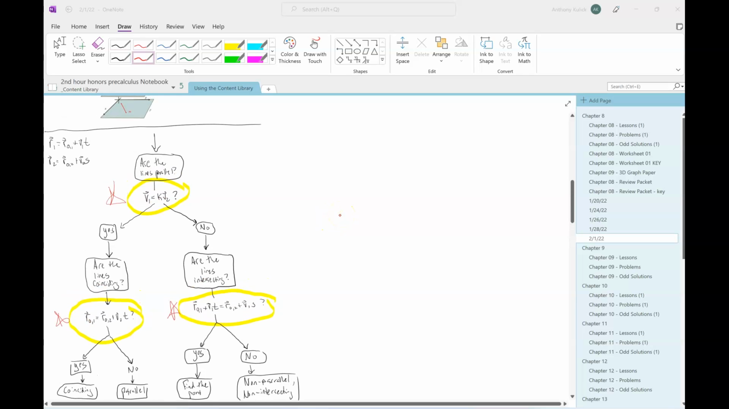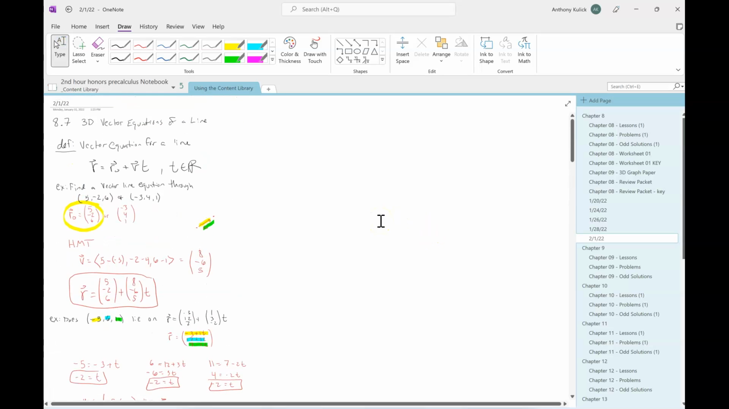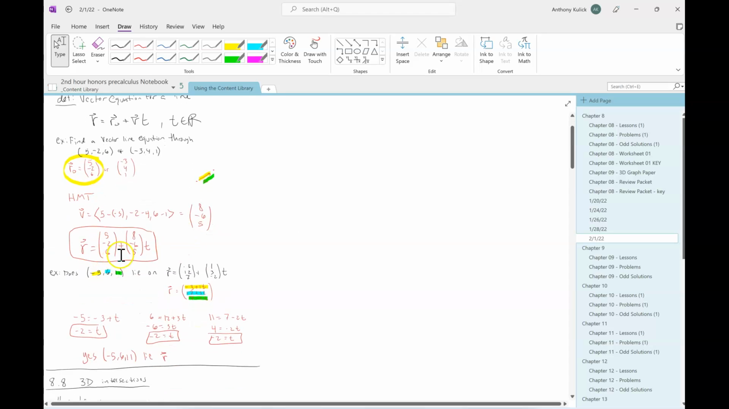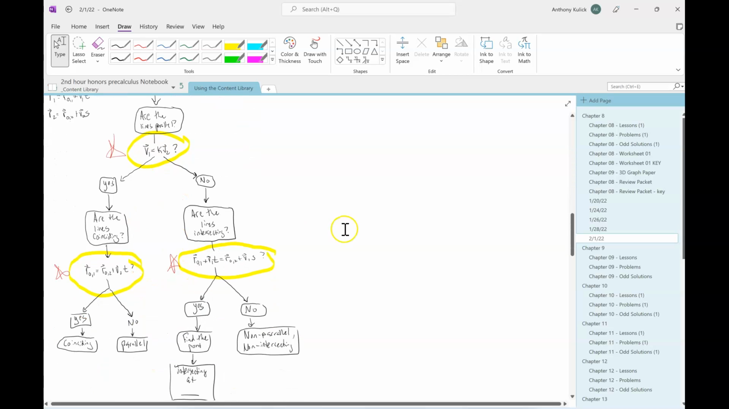So was the 8-7 part okay, where we're just writing the 3D vector equation from the line? That should have been pretty easy, right? The only thing that was different was getting the direction vector, but getting the direction vector is easy, so there wasn't too much to do. I'm assuming most of the problem was in the 8-8 piece.